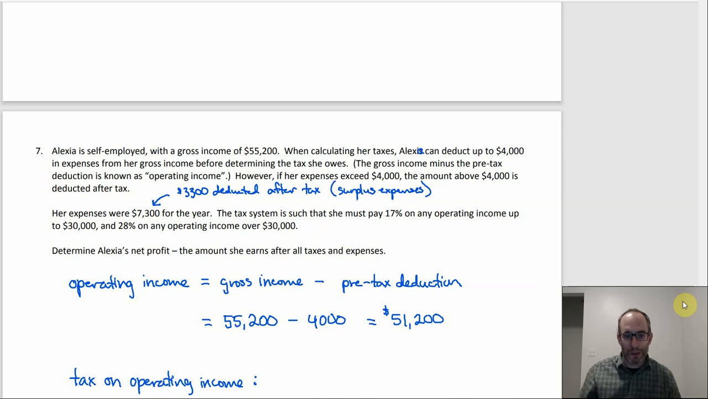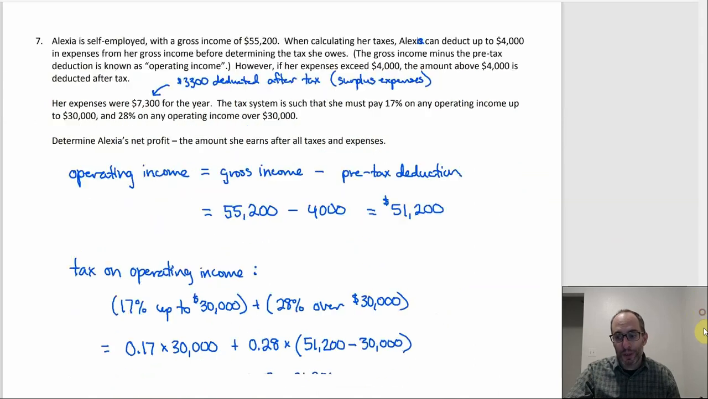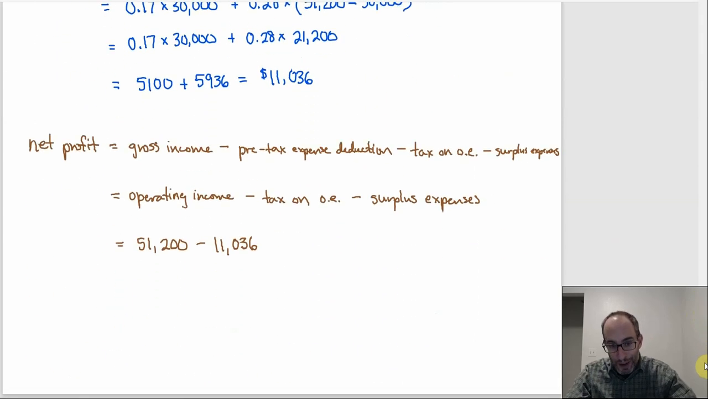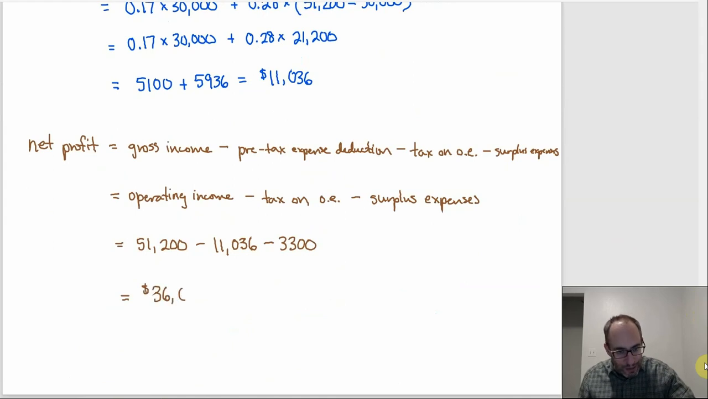Because the total expenses were 7,300. We could subtract the 4,000 as a pre-tax deduction, but then the other 3,300 has to be subtracted out after tax. So this is where it comes in. So minus 3,300. And then if you do those subtractions, what you're going to end up with is 36,664. And that is the net profit.